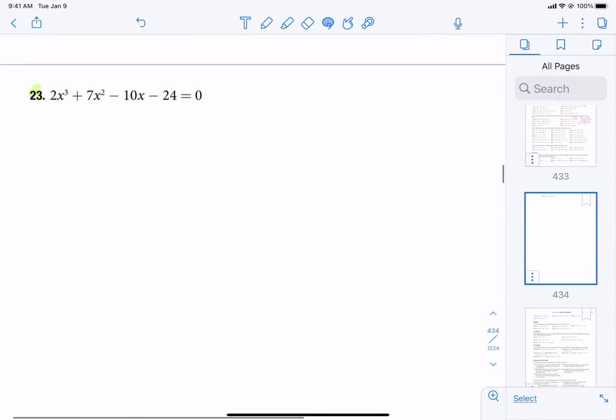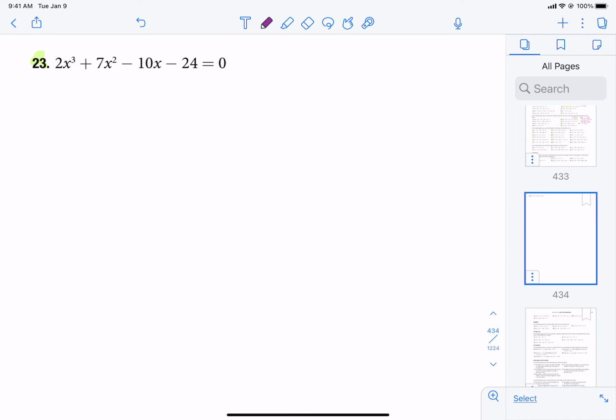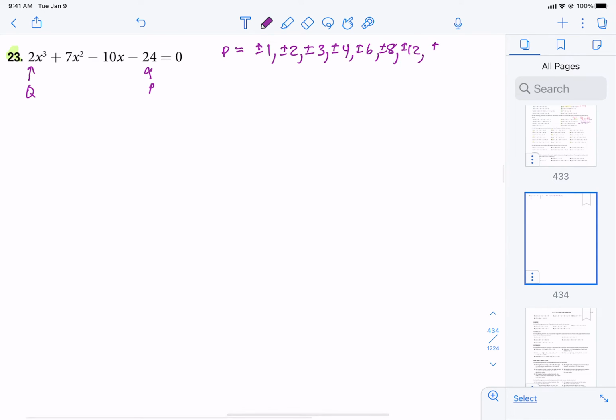Okay, let's look. So what does it say? Well, I would start out doing the P's and Q's with this one. Our P's are all the numbers that go into 24. There's lots of them. Plus or minus 1, 2, 3, 4, 6, 8, 12, and 24. I think I got them all, but if there's something I have missed, please let me know. The Q's are all the numbers that divide into 2. So that's just plus or minus 1 and plus or minus 2. We're going to take that list and divide it by 1 to make the P over Q's, which is just the list.